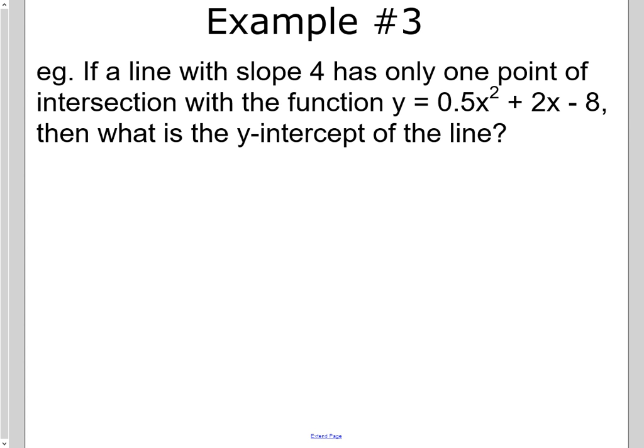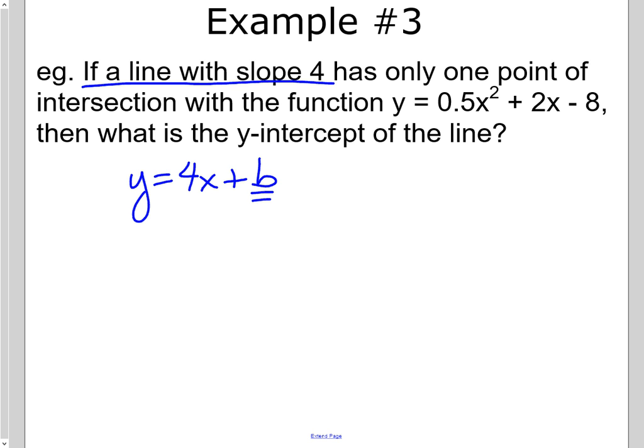If a line with slope 4 has only one point of intersection with the function y equals 0.5x squared plus 2x minus 8, what is the y-intercept of the line? So we have a linear function because it's a line. So we have y equals 4x plus b.